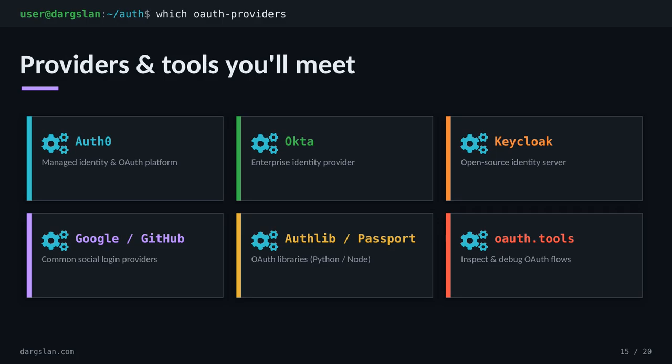Now, you're not going to build all of this from scratch, and you shouldn't. On the provider side, Auth0 gives you a managed platform, Okta covers the enterprise side of things, and Keycloak is the go-to if you want to self-host. Google and GitHub are where most of those familiar social logins come from. And on the developer side, libraries like Authlib for Python or Passport for Node handle the protocol details, while OAuth.tools is handy when you need to peek inside a flow and see what's actually happening.